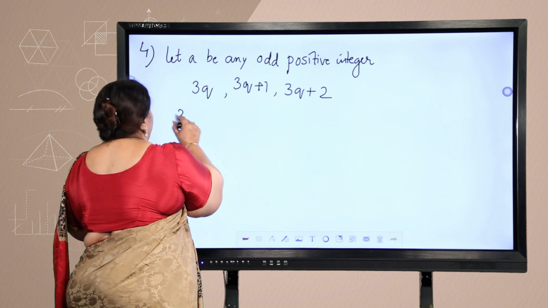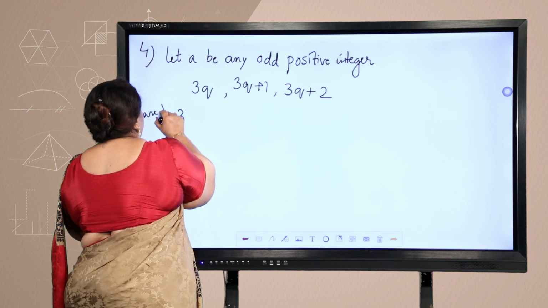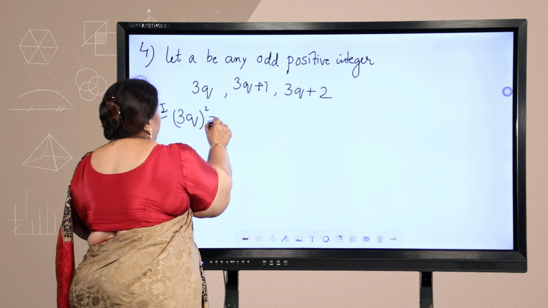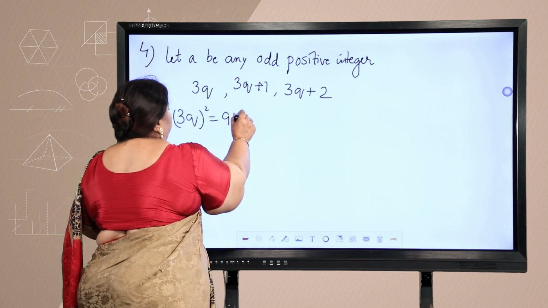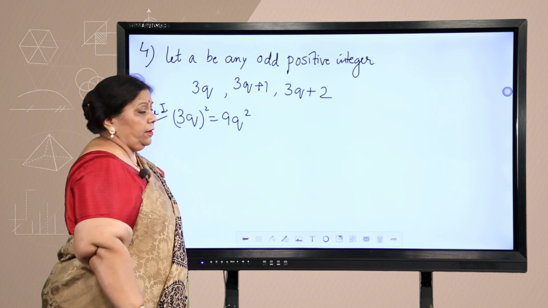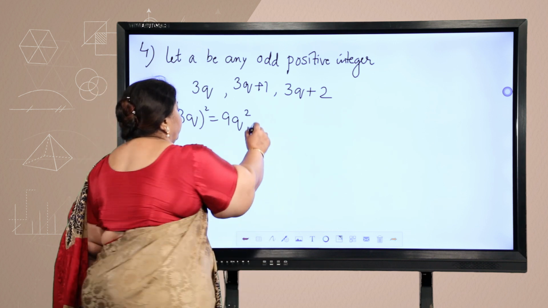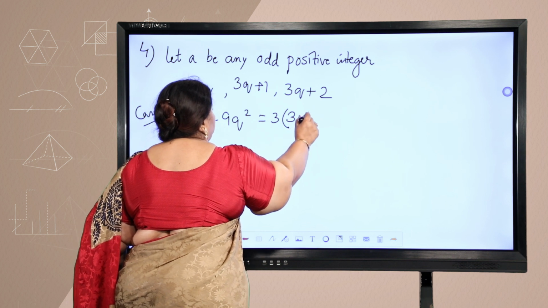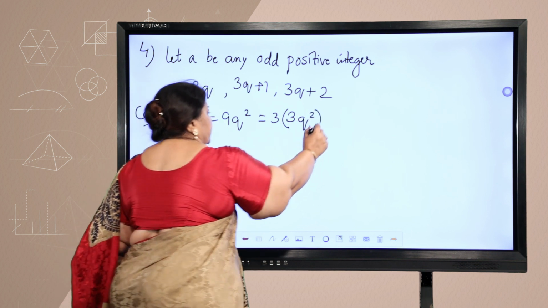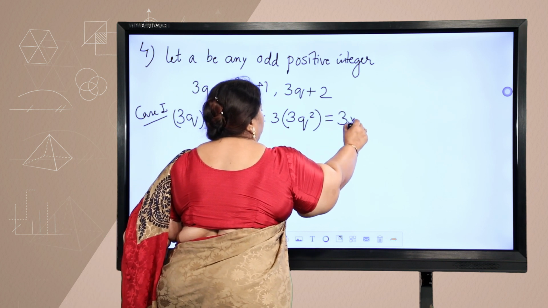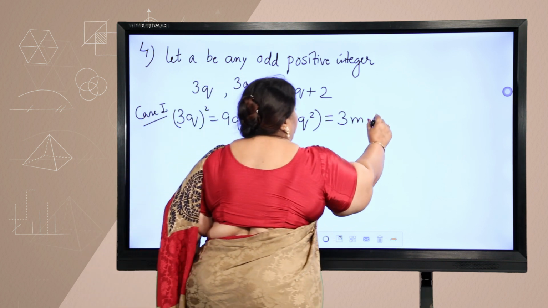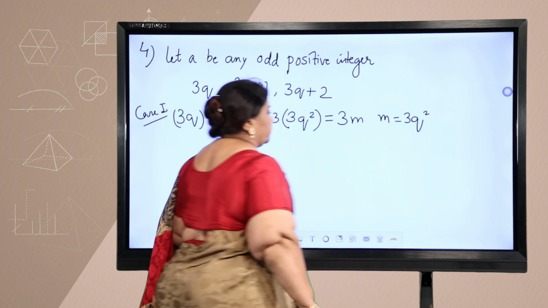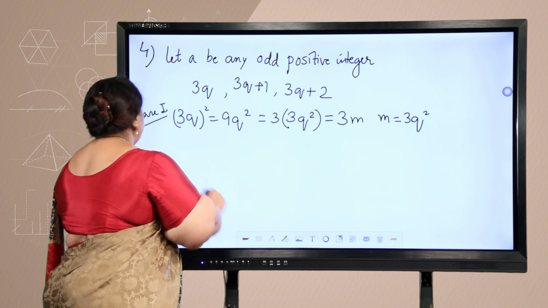On squaring, let me take this as case 1, 3q whole square gives me 9q square. Here if I have to show it is a multiple of 3, what will I do? I will take 3 as common. I am left with 3q square, that is I am having it in the form 3m, where m is equal to 3q square. Let us take the second case.